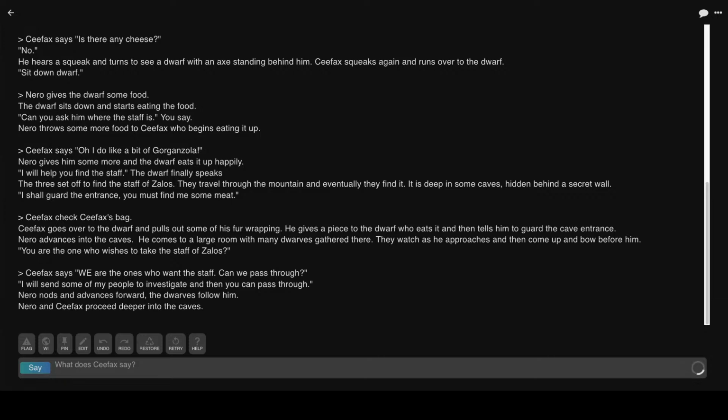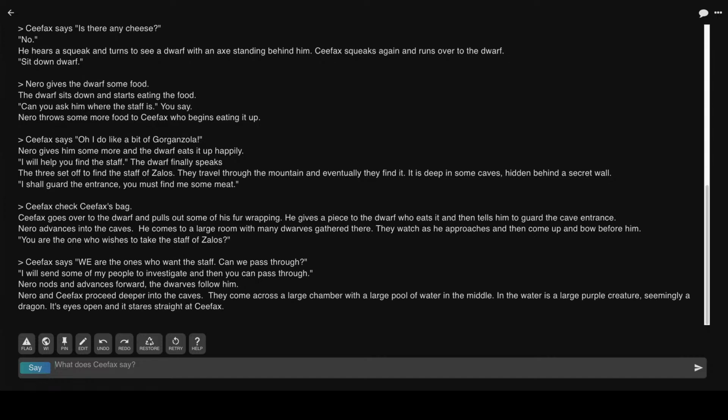Nero and Cefax proceed deep into the caves. They come across a large chamber with a large pool of water in the middle. In the water is a large purple creature, seemingly a dragon. Its eyes open and it stares straight at Cefax.